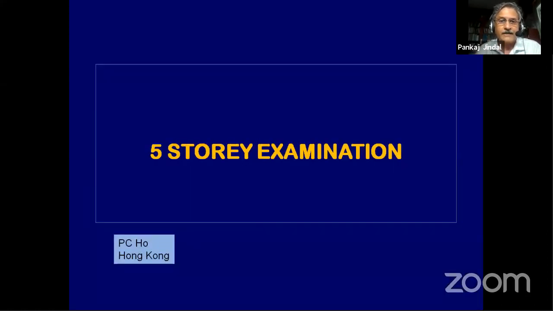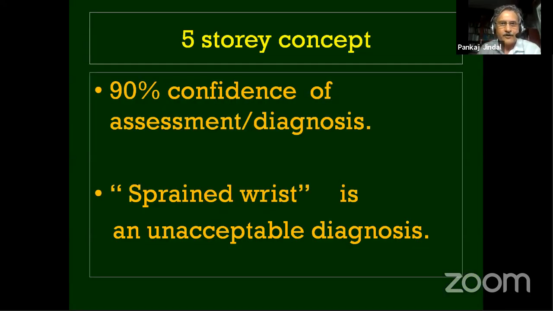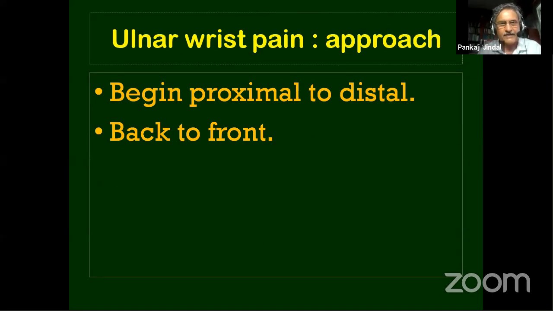You go by following a 5-story examination. This is what I learned from PC Ho in Hong Kong. And he said, if you follow this 5-story concept, with almost 90% confidence, you can make a general preliminary diagnosis of what's going on there. And you don't have to be stuck with a diagnosis of a sprained wrist, because that is an unacceptable diagnosis here.